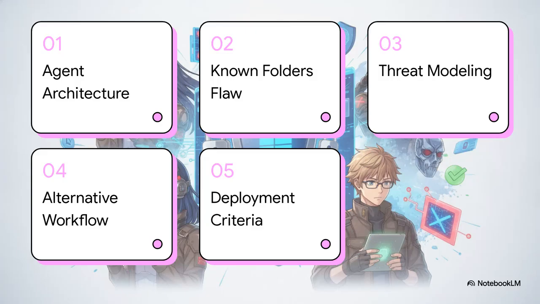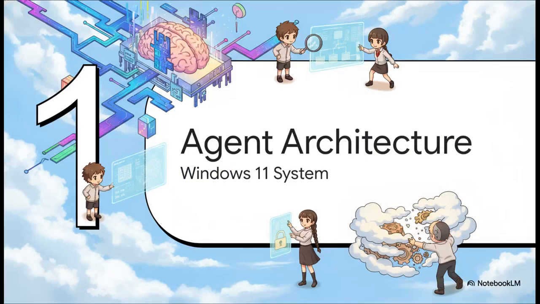So here's our roadmap for this teardown. First, we'll look at the Windows 11 agent architecture. Then we'll tackle the known folders vulnerability, move into threat modeling AI agents, explore the professional alternative workflow, and finally wrap up with our go/no-go deployment criteria. All right, let's jump straight into Section 1, Windows 11 Agent Architecture.